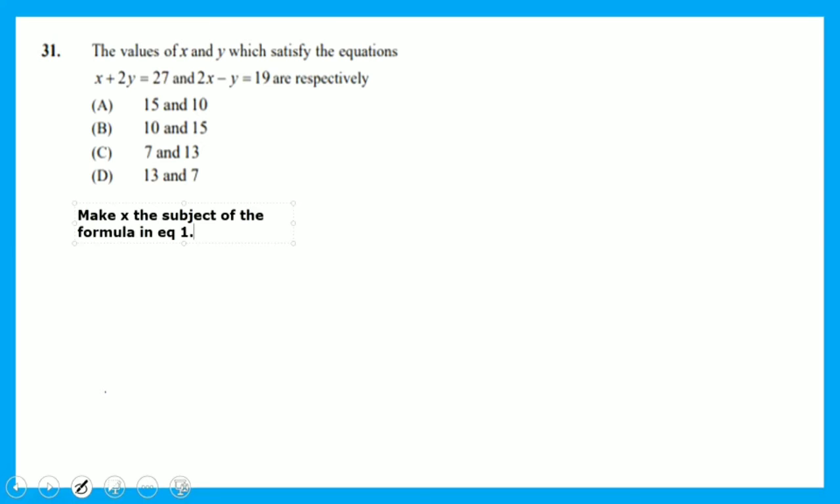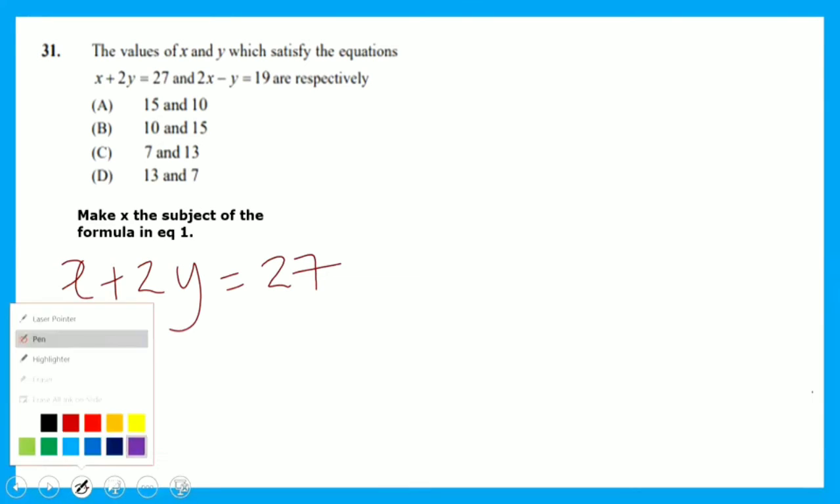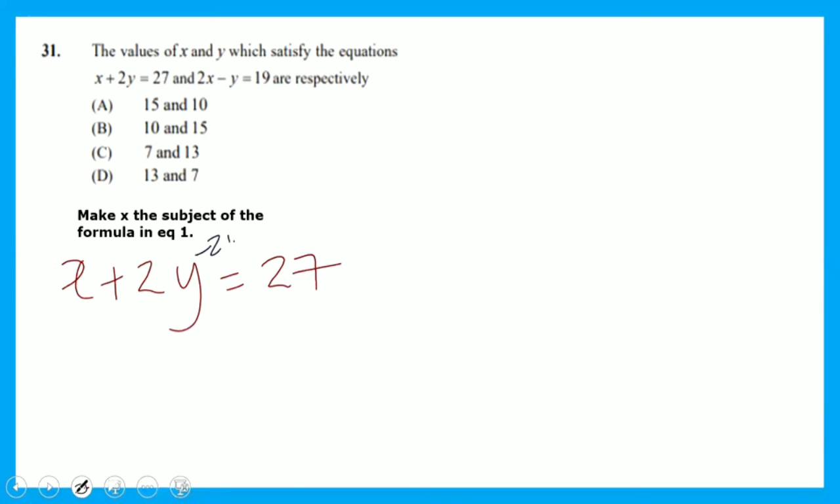All right, so we have both equations, x plus 2y equals 27, and we said that's equation 1. So we are going to go ahead and make x the subject in this equation. So clearly we need to get rid of that 2y from this side. Let's go ahead and subtract 2y. So now x is equal to 27 minus 2y.